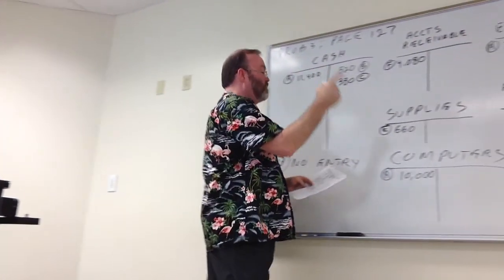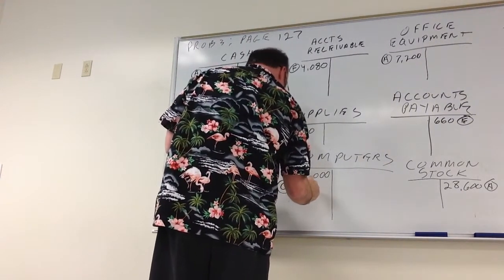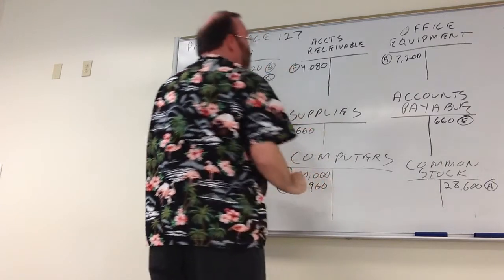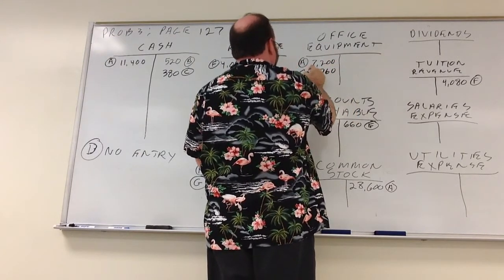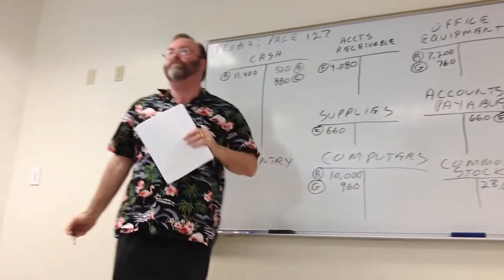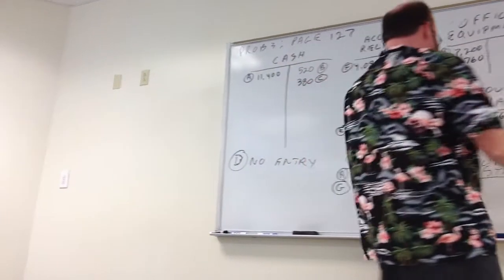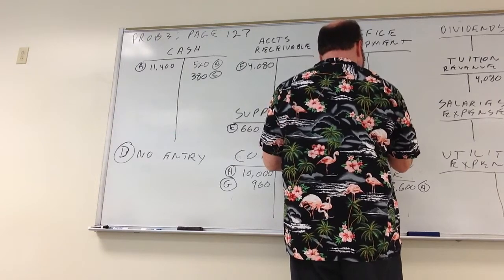G, purchased a secondhand computer for $960 and some office equipment for $760 on credit. So we bought some more computers. So G, $960 worth of computer equipment, and we bought $760 worth of office equipment. How did we pay for it? Credit, which is accounts payable. Exactly. If you add the two together, that equals $1,720.